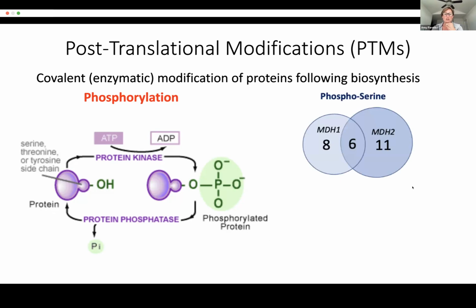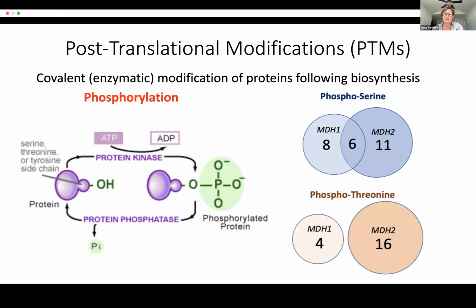So as we think about how prevalent PTMs like phosphorylation are in malate dehydrogenase, we can see that between both cytosolic and mitochondrial isoforms of MDH, there's lots of phosphorylated serine residues that have been identified. There's lots of phosphorylated threonine residues. What's interesting is there are some that are found in both cytosolic and mitochondrial isoforms for phosphorylated serine, but there's no overlap between the phosphorylated threonine residues.